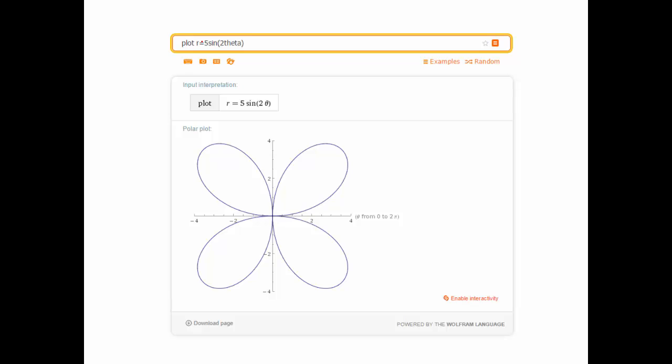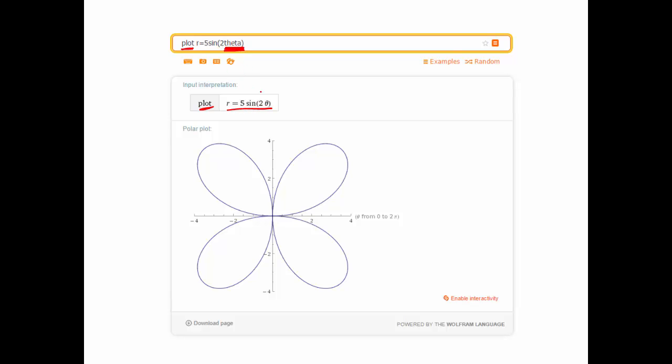Wolfram Alpha is really useful for plotting these. So I typed in plot r equals 5 sine of 2 theta. Notice I spelled theta because I do not have a Greek keyboard, so I just spelled it out, literally 2 theta, T-H-E-T-A. And Wolfram Alpha is smart, so look at the interpretation. It understands the word plot, and then r equals 5 sine of 2 theta, it even translates that.